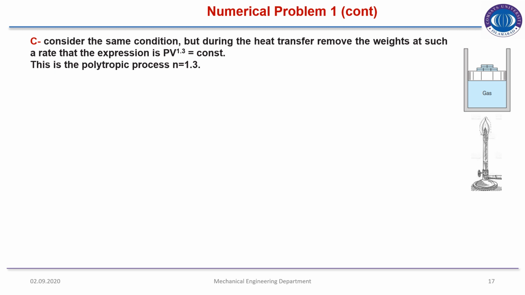Part C of the numerical problem 1. Consider the same conditions, but during the heat transfer remove the weight at such a rate that the expression is PV power 1.3 is equal to constant. So you have to remember that PV^n is equal to constant. It is an expression for polytropic process where the value of n is 1.3.